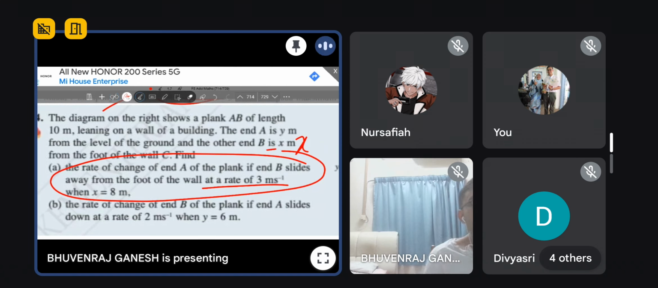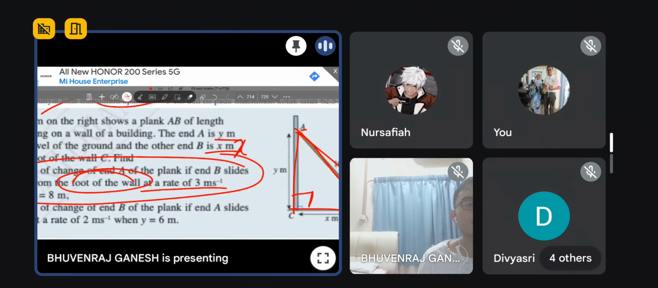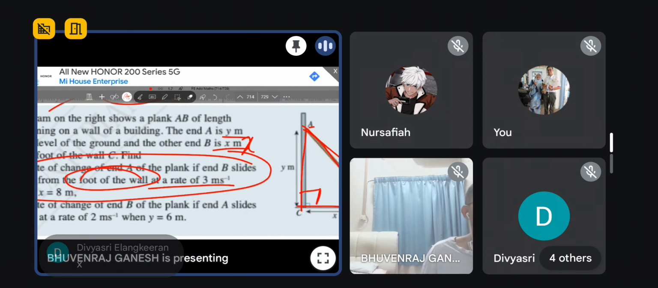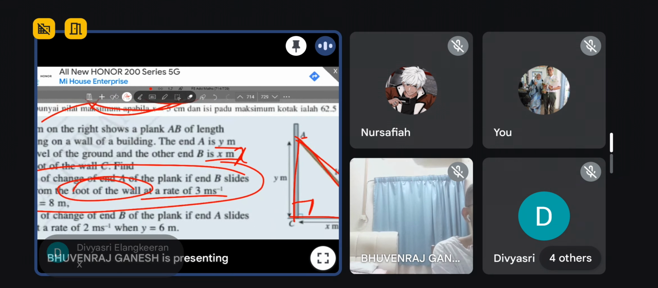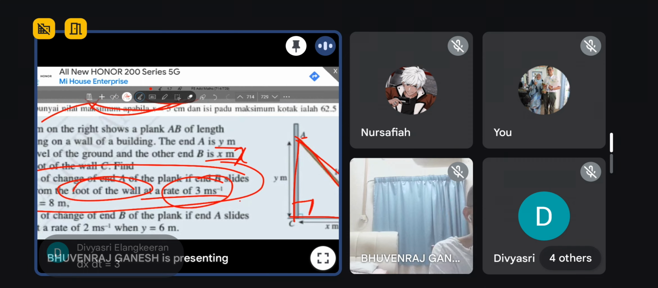Okay, you got your X and Y. So you can use it. They say dari kaki dinding, from the foot of the wall. So the foot of the wall is which one now? It should be X or Y. What do you all think? Foot means at the bottom. Okay, kat bawah. Yes, means that is the X. So this symbol will be what? For this 3 meter per second, you should get dx dt. Yes, very good. Okay, dx over dt equal to 3.